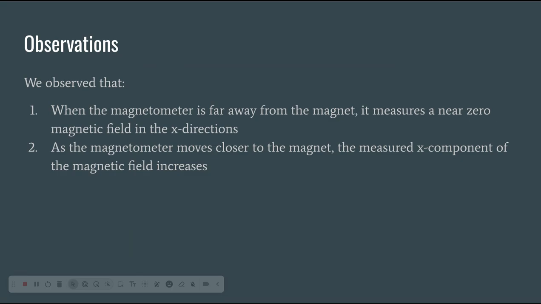Some of our observations: when the magnetometer is far away from the magnet, it measures a near zero magnetic field in the x direction, and as you move the magnetometer closer to the magnet, the measured x component of the magnetic field increases. The other two observations that they provide, for that part, we did not observe.